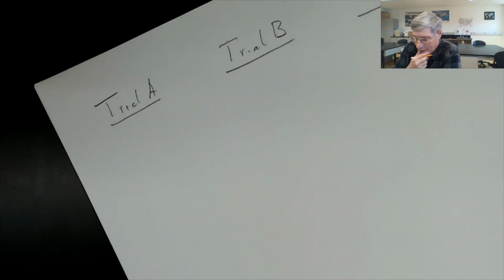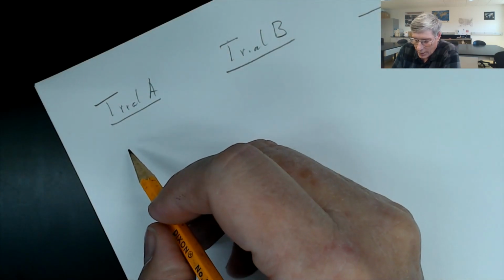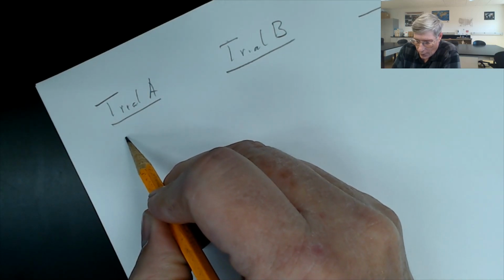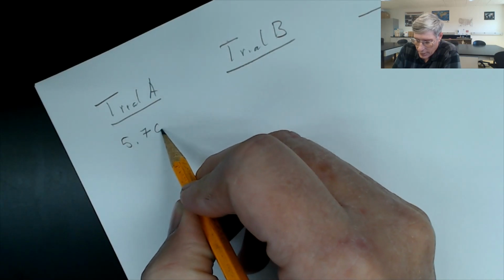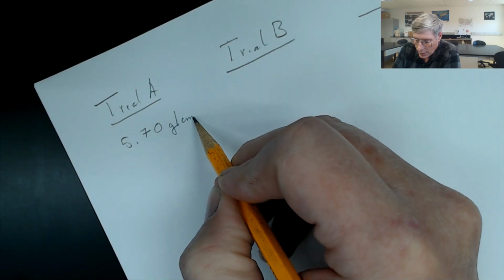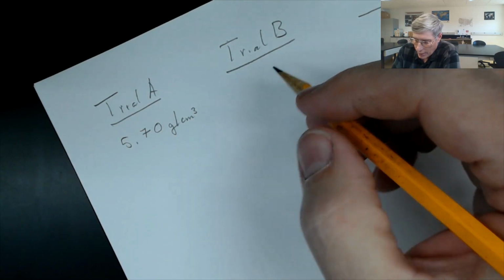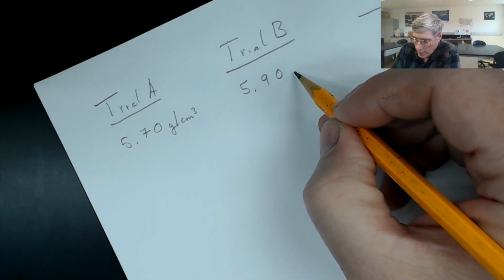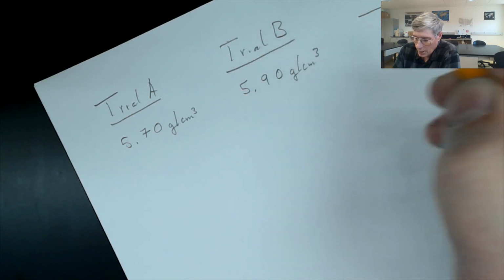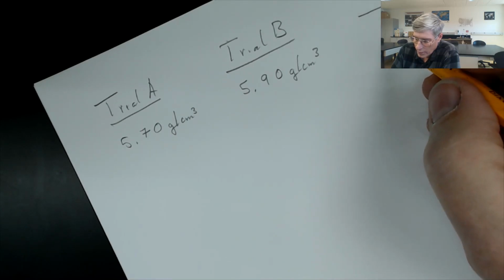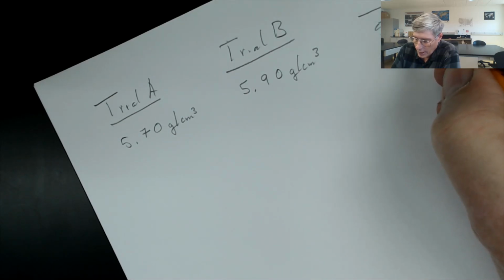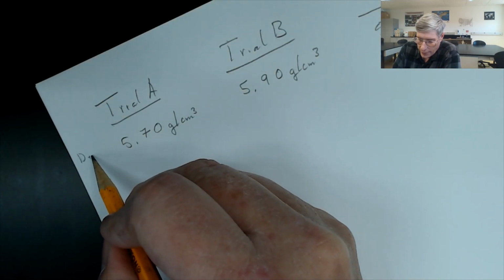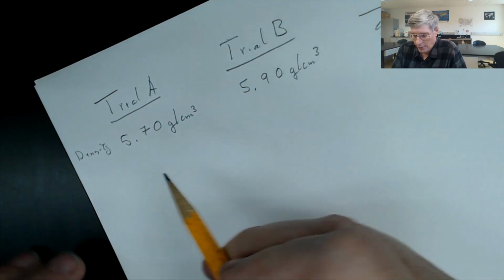displacement and we had a mass, and after we did all the calculations, density of trial A came out to be 5.70 grams per cubic centimeter. Density on trial B came out 5.90 grams per cubic centimeter. And density on trial C came out 5.80 grams per cubic centimeter. So that was our final calculated value.